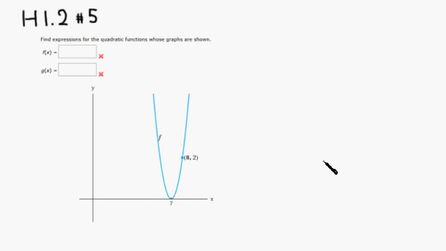For f of x, it looks like there's a vertex right here. So we know that the vertex is at x equals 7, and since it's on the x-axis, the corresponding y value would be 0. Then we have to go through (8, 2). Remember that the 8 is the x value, and 2 is the y value.